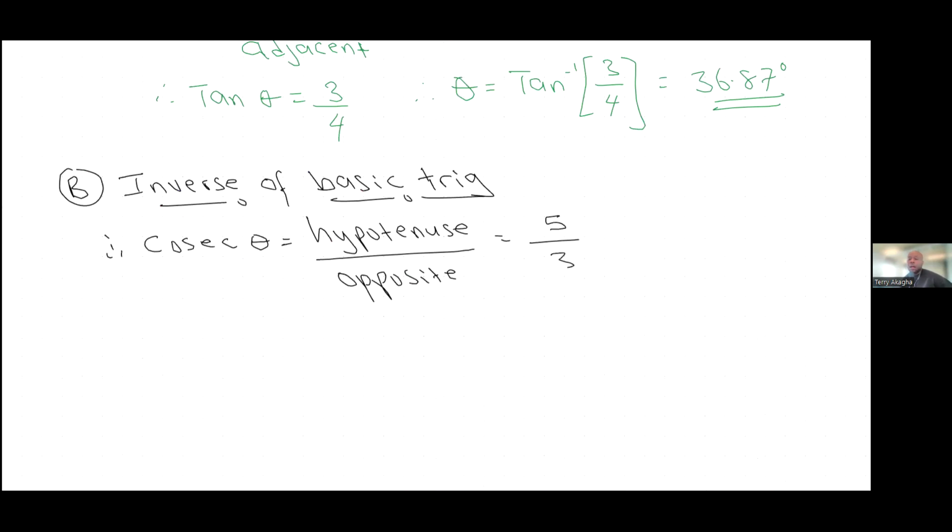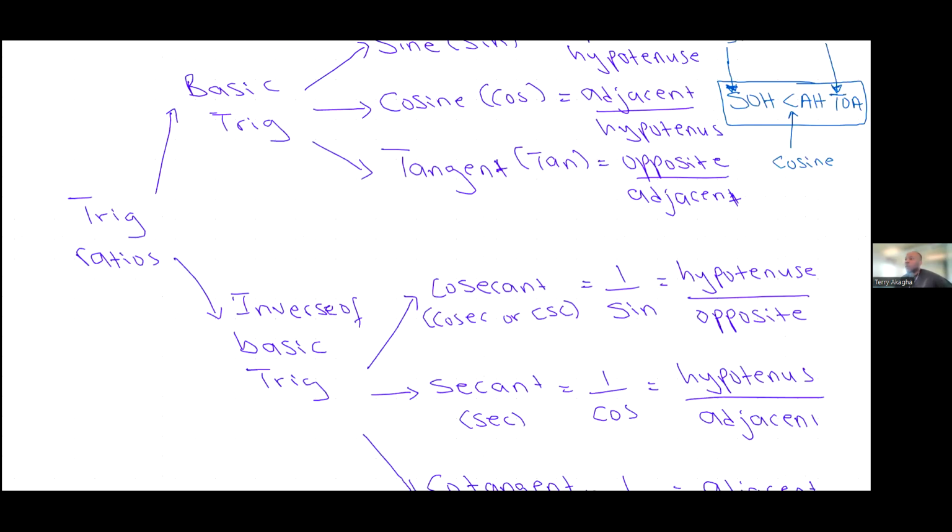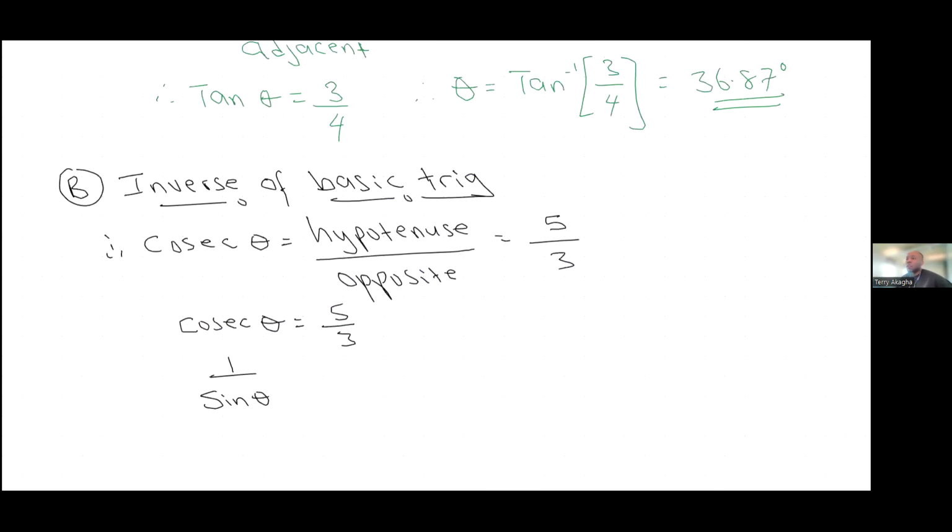Now, if you look at this more closely, we can say that cosec theta is equal to 5/3. But we know that cosec is the same thing as 1 over sine theta, because if you go back, I told you that cosec is 1 over sine. Does that make sense? So cosec is 1 over sine theta, and this is equal to 5/3. Are you seeing it?